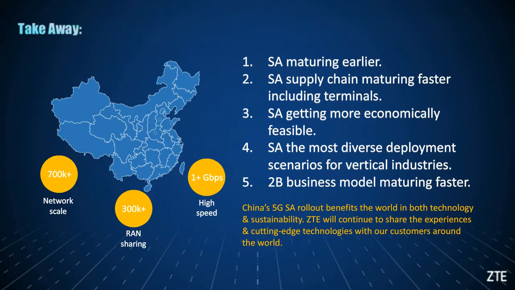And of course, standalone offers more deployment scenarios for vertical industry, and vertical industry can work as a new revenue source for the operator. I mean, if the operator has the standalone network, they can directly sell network slicing as a mobile virtual private network to the factory, to the hospital, and even to the school. So there will be a new revenue source. And also, as I mentioned, the 2B business model is maturing faster, so it hopes to be a new growth point for the operator. Okay, I think that's all for my slides.